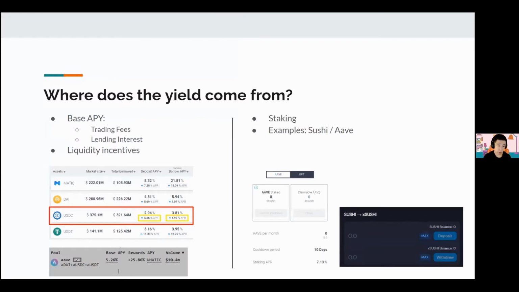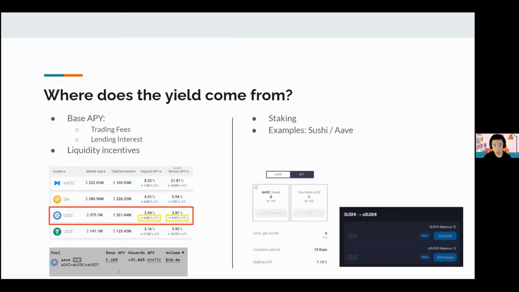So where exactly does the yield come from? Hopefully you can see some of the images here. They're a little small, and also a little outdated, but I'll go over how this plays into this slide. The yield for DeFi is broken down into a few categories. You have the base APY, which could be made up of either trading fees on DEXs or lending interest on a money market, like AAVE.